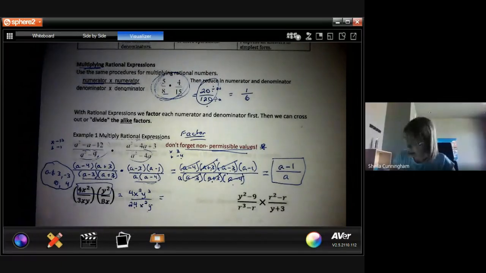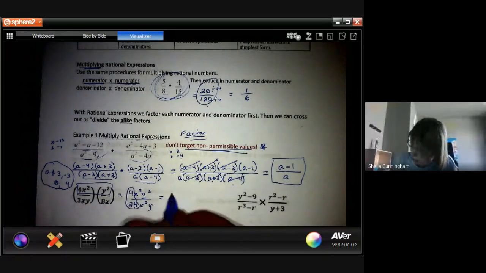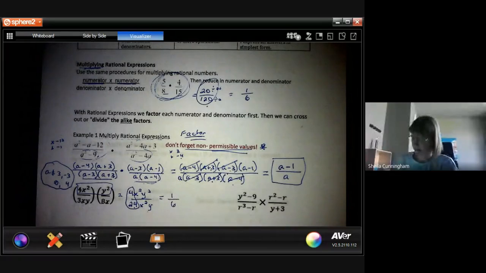So basically now I'm going to look at my 4 and my 24 and think about how I can reduce that. Well, that's the same as saying 1 over 6, right? 4 divided by 4 gives me 1. 24 divided by 4 is what's going to give me 6. I'm just reducing that fraction.